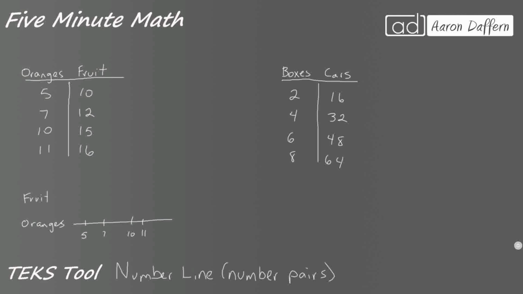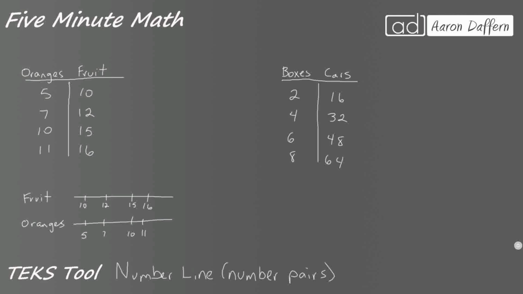You notice my first one always goes on the bottom. My right-hand column, in this case fruit, goes on the top. And that will become important later when we start graphing on the coordinate plane. We're going to write the matching numbers here: 10, 12, 15, and 16. This is called a double number line because it's like I have two number lines stacked on top of each other.